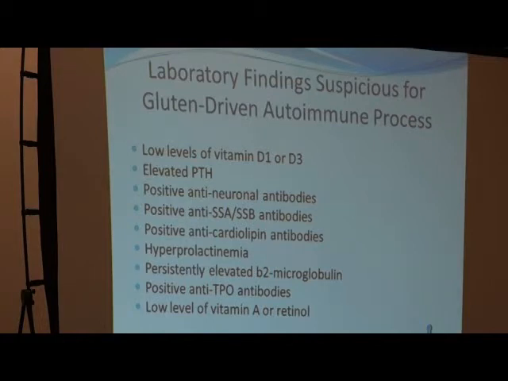A couple of things which I need to mention. Hyperprolactinemia, so elevation of prolactin, is very common in celiac and non-celiac gluten intolerant patients, and this is a condition which can cause sometimes breast enlargement and more frequently headaches. Positive anti-TPO antibodies are frequently found in patients with Hashimoto disease, and low levels of vitamin A are very, very common in patients with gluten intolerance.